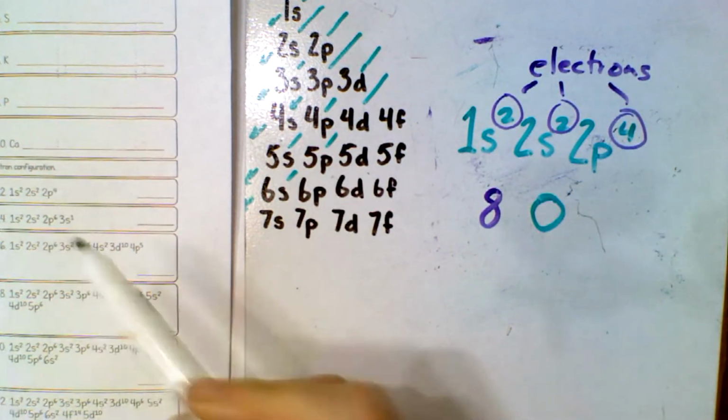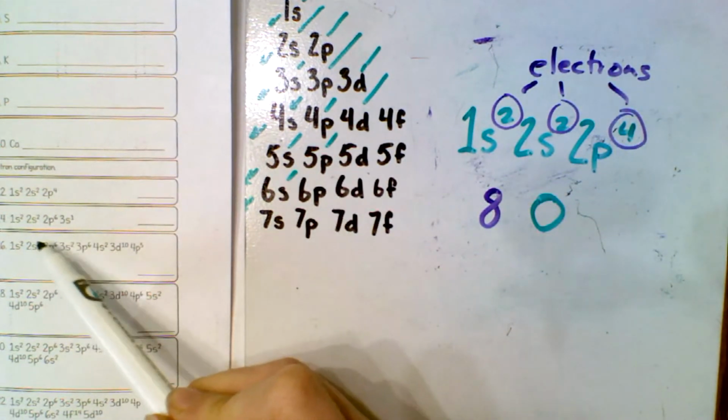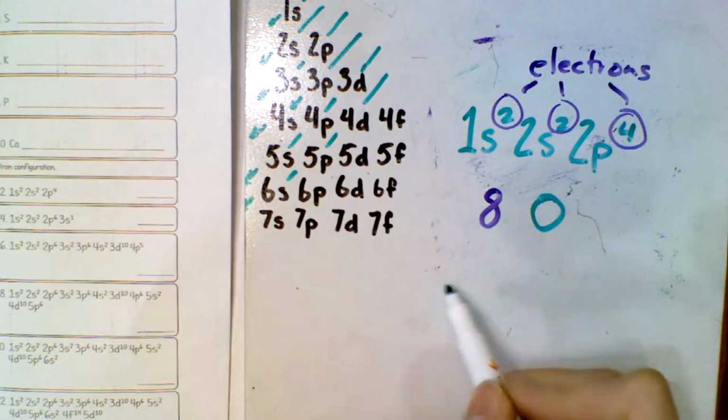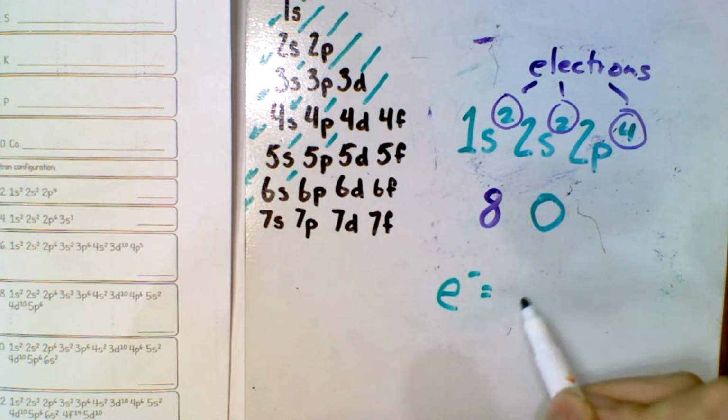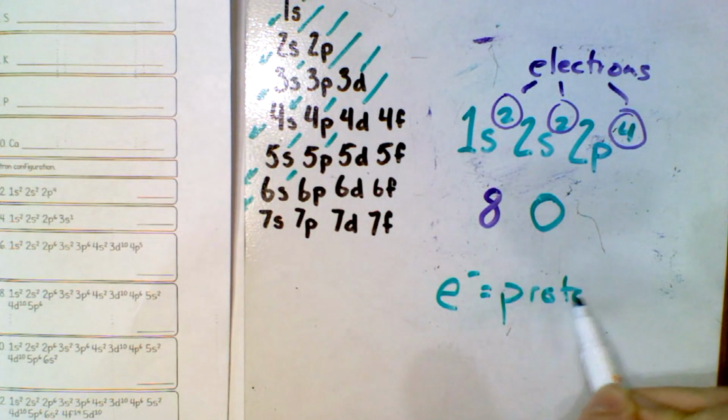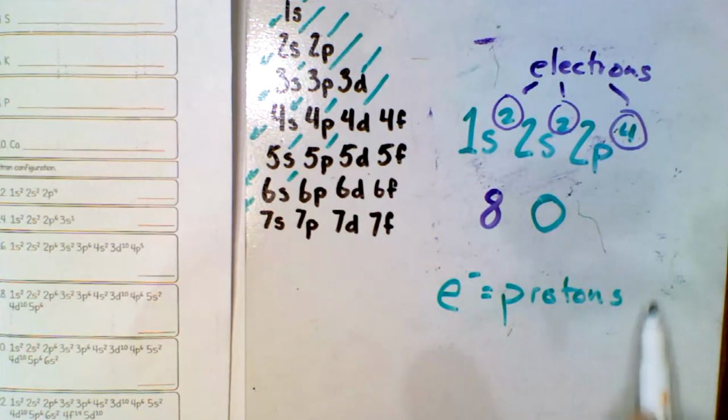So for our second half, what you need to be doing is adding up the number of electrons. We know that our number of electrons is going to be equal to our number of protons, as long as that atom is neutral, that we're not looking at an ion. And then you can figure out what you got.